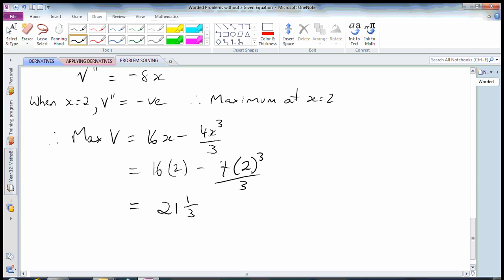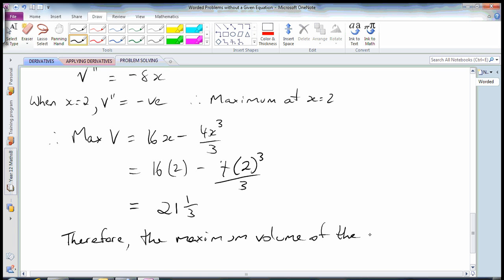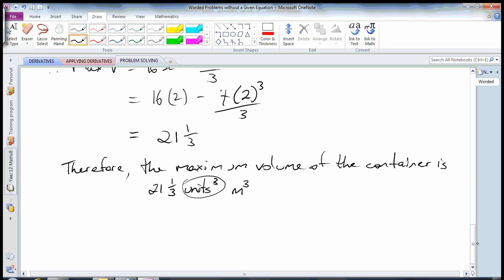Now we've got to make a statement, so we would make a statement something like this: therefore the maximum volume of the container is 21 and 1/3 units cubed. In our case, the units that we were dealing with were meters, so it's going to be meters cubed. And there we go, we have solved that problem.